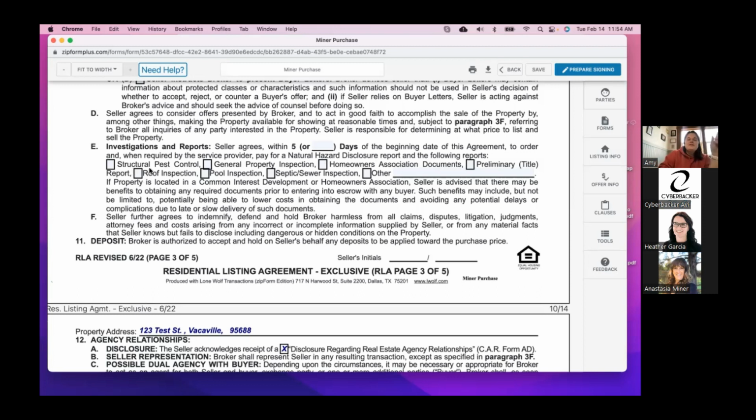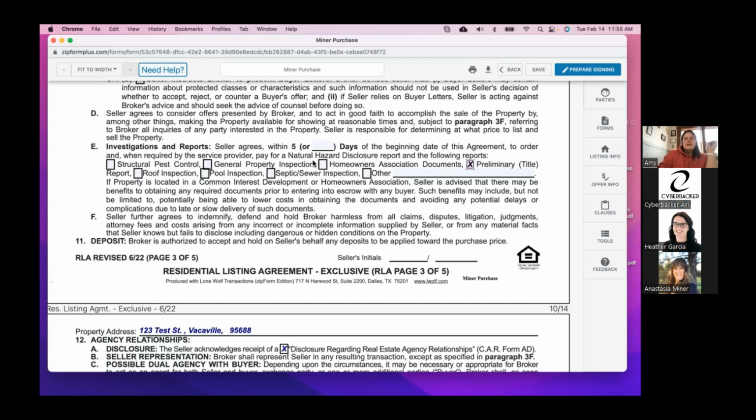All right, structural pest control. We could check that box. General property inspection, that'd be like a whole home inspection. Homeowners association documents, preliminary title report, roof inspection, pool inspection, septic/sewer inspection, or other. Right, so you can check any of those boxes. You can check the box for other.